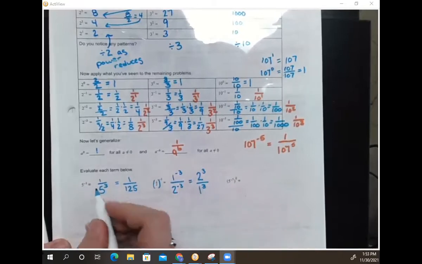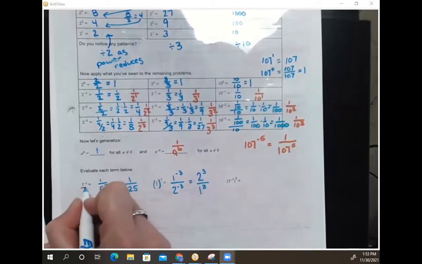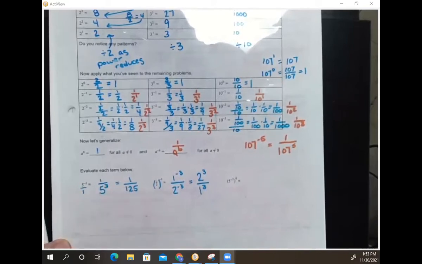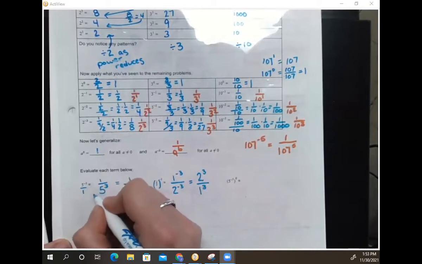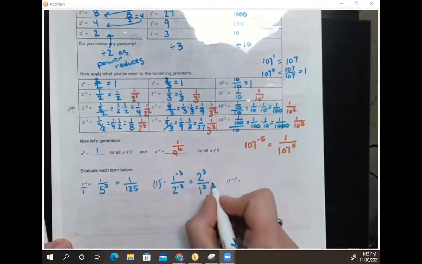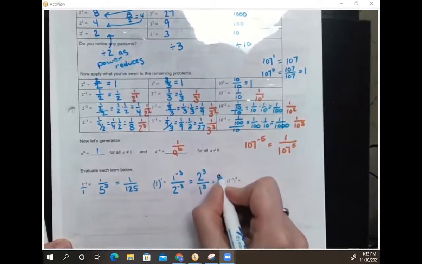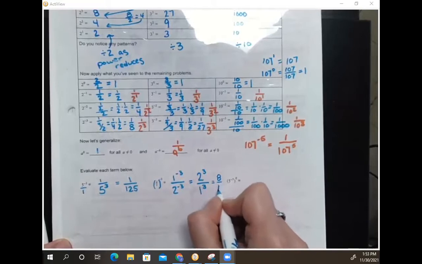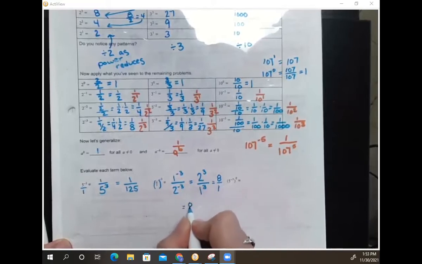That's essentially what I did here. I said this is 5 to the negative third over 1. So swap it to the other part of the fraction, and now its exponent is not negative anymore. So I did the same thing here. This would be 2 cubed is 8, 1 cubed is 1. So I would get 8 here for my final answer.